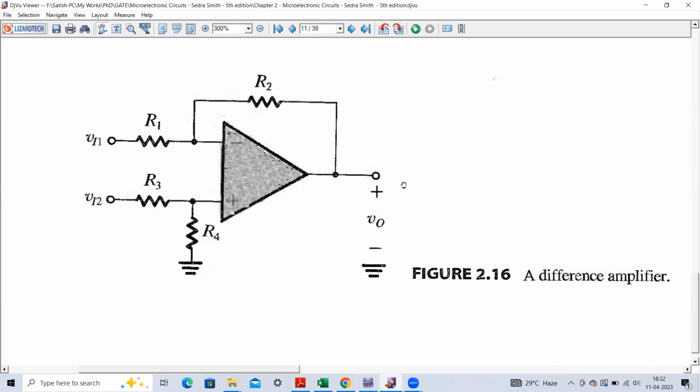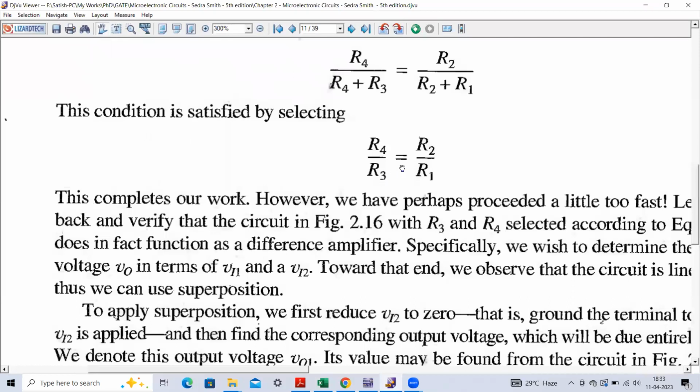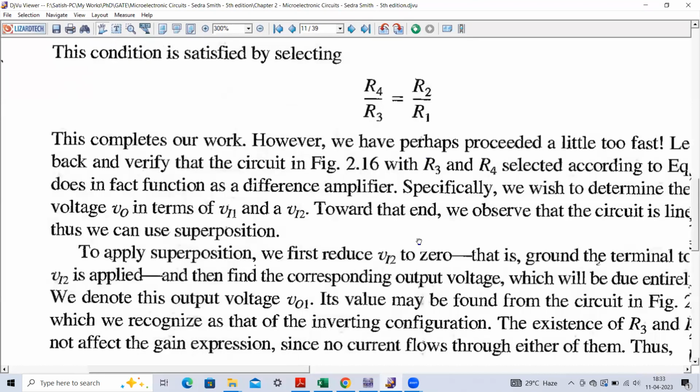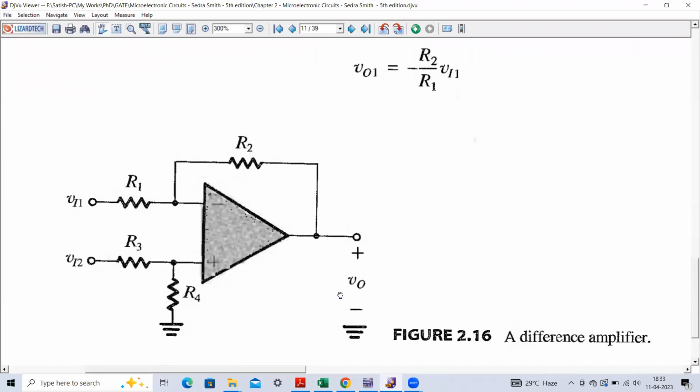While designing a difference amplifier for this experiment, you have to take a few conditions. The ratio of R1 by R2 should be equal to R3 by R4, and we have to take care of that while designing this difference amplifier. Here you can see the condition written over here, R4 upon R3 equals R2 upon R1. This particular ratio we have to take as equal. Please try to find out what the V output expression will be if we consider that condition.